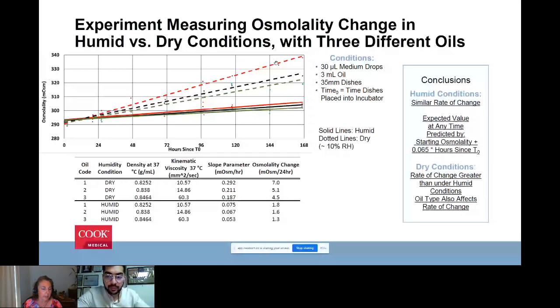Another way of looking at it is in this table. If you look at just the osmolality change, in a dry environment, you will have anywhere between 4.5 to 7 milliosmols change within 24 hours.